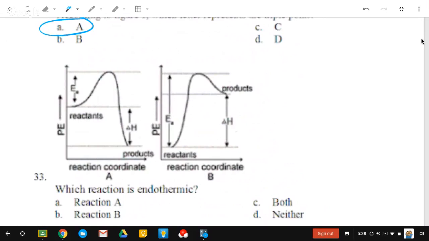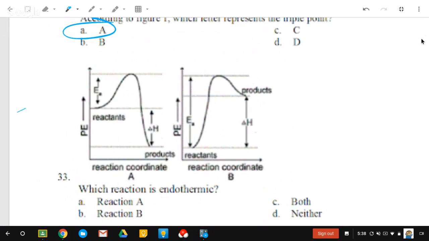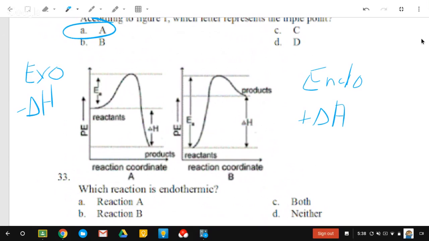And then we've seen this before. On the left, we have an exothermic reaction. On the right, we have an endothermic reaction. That's absorbing energy. Positive delta H. So which reaction is endothermic? That's reaction B, because we're starting at a low point. It's absorbing energy. The products require energy to go up higher.